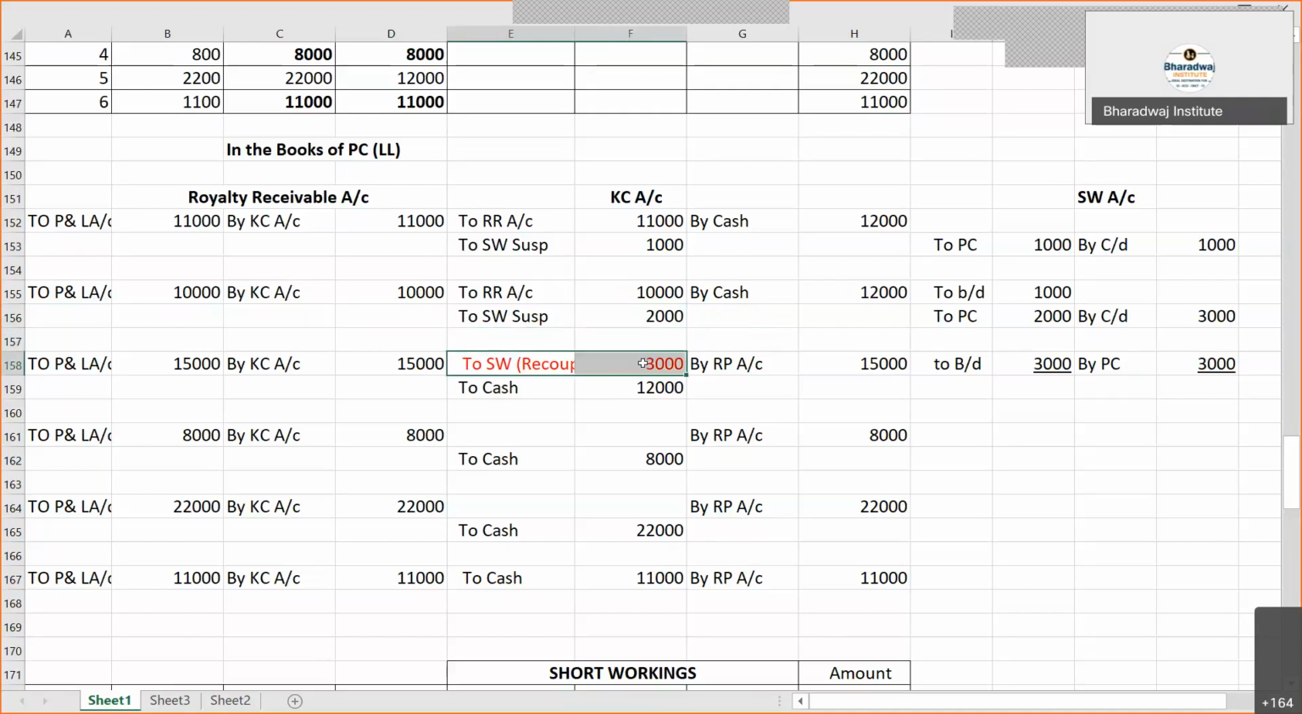Next year, it will be to royalty receivable 15,000, by cash. You will collect only 12,000. Balance is by short working suspense recouped 3,000. Just a mirror image. Just change the sides. That's all.